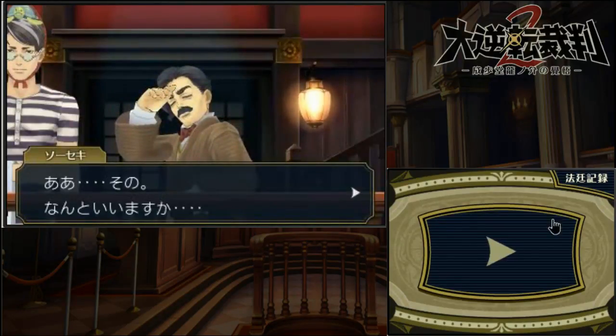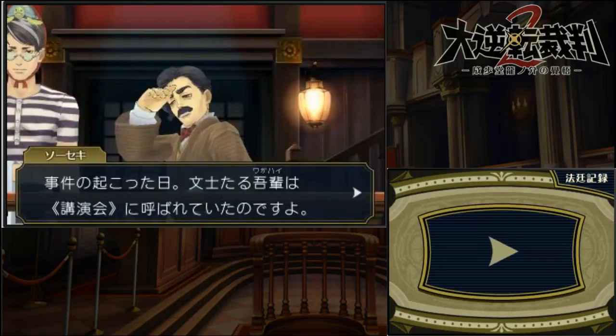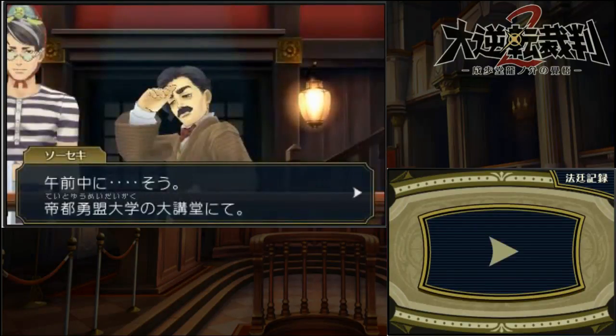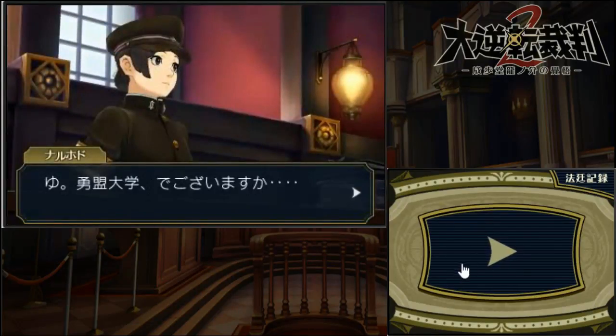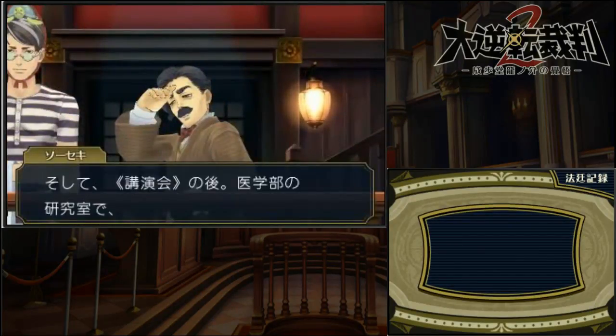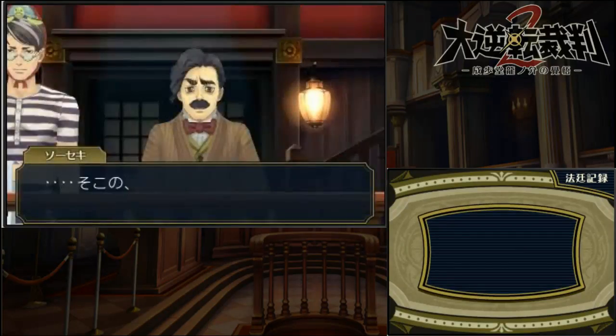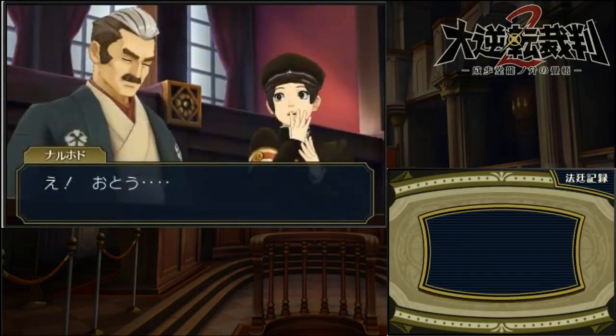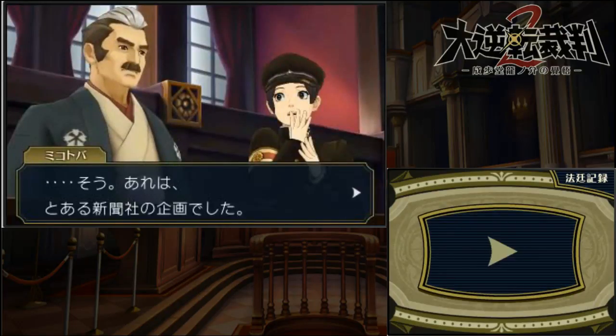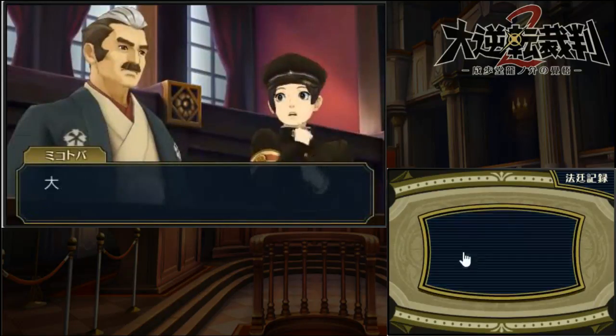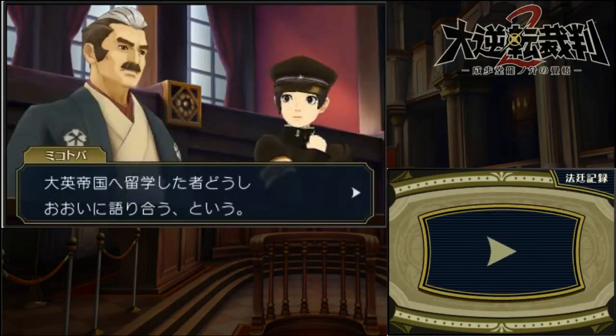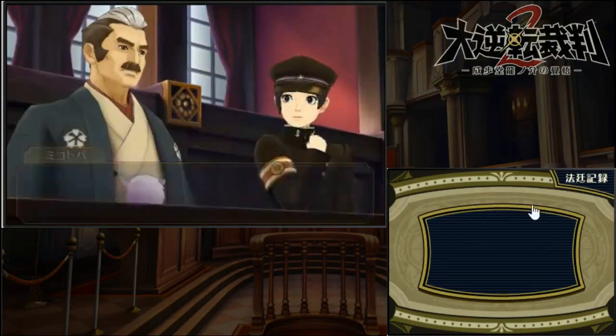Well, where do I begin? I, a literary writer, had been invited to a lecture that day. It was before noon, in the auditorium of Yume University. Yume University? After the lecture, I had a pleasant conversation in the laboratory of the medical department. With that professor there. With Professor Mikatoba? Yes, a certain newspaper company had scheduled us together. They wanted us to have a lively conversation, since we had both studied in Great Britain.